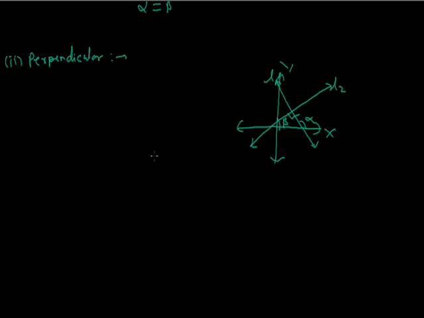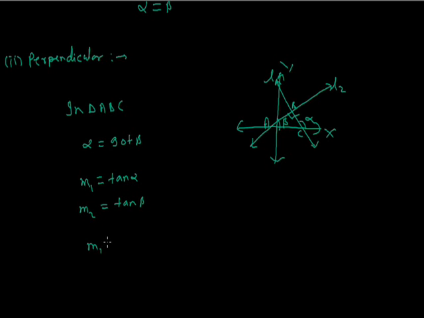Now in the triangle, suppose this point is A, this point is B, and this point is C. Now in triangle ABC, alpha is equal to 90 plus beta, because alpha is the exterior angle of this triangle. So here we can say it is the sum of the opposite interior angles. Now suppose m1 is the slope of line L1, so it is equal to tan alpha, and m2 is the slope of line L2, which is equal to tan beta.